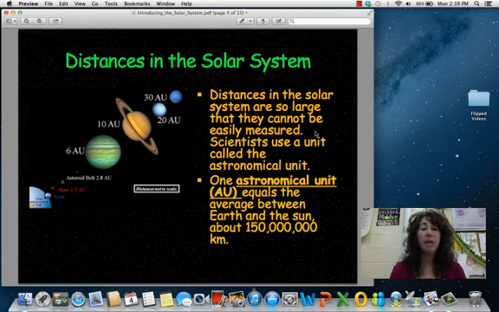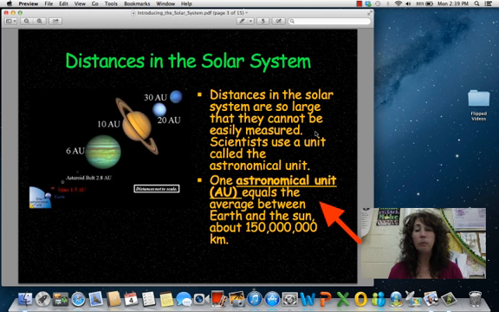Now, we did the activity where we created our little scale of the solar system. We made our own up. But typically, when we're talking about distances in the solar system, because they are so large, we use what is called an astronomical unit. That is the average distance between the Earth and the Sun, or about 150 million kilometers. So rather than dealing with those very large numbers, we deal with astronomical units, just a simpler scale.